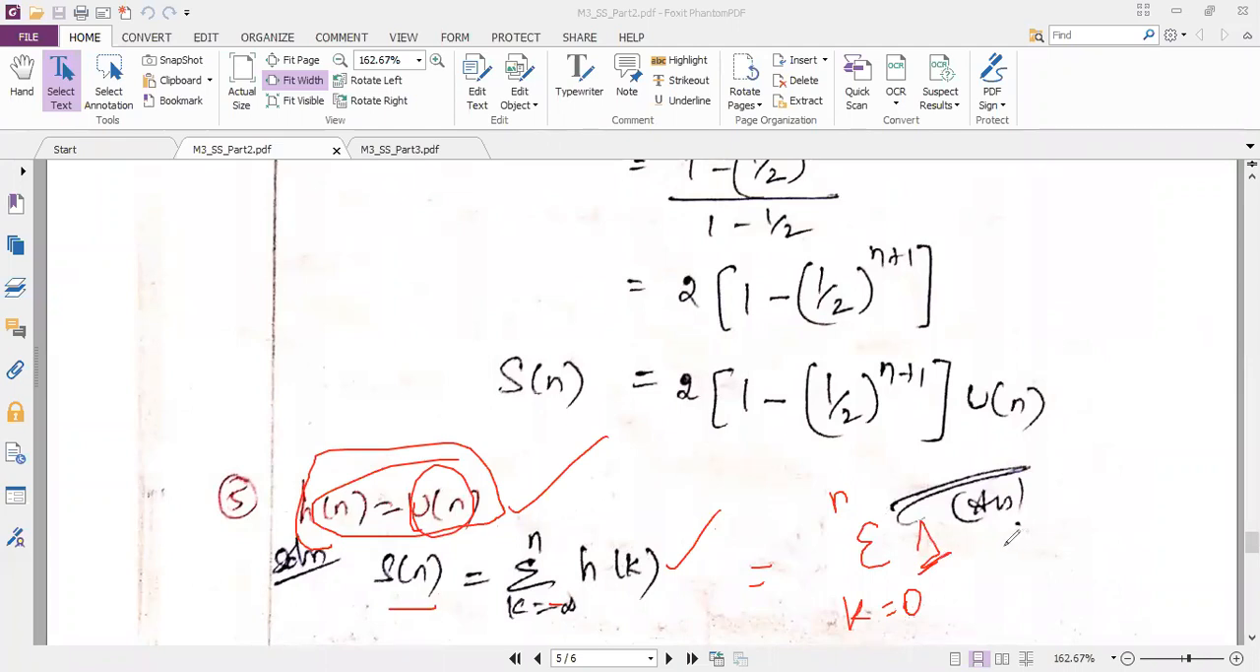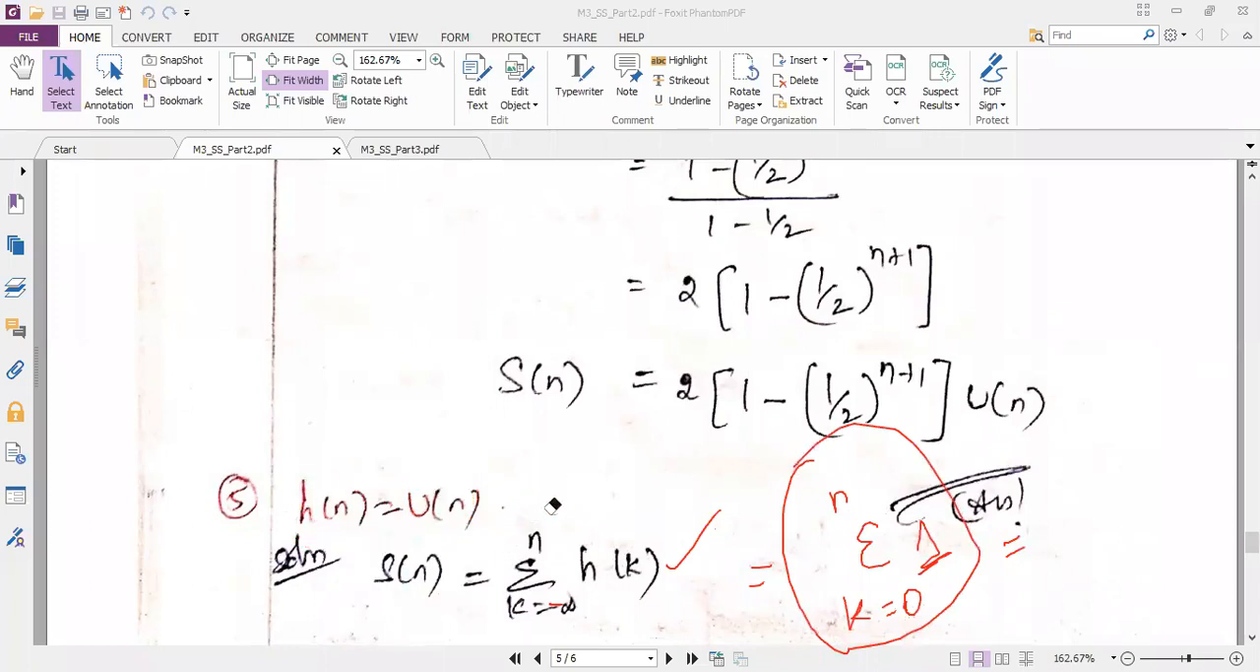So now I have a question to you. What is the formula we can use for this? You have a mathematical formula. Do you remember any formula? Okay, if not, I will write it.